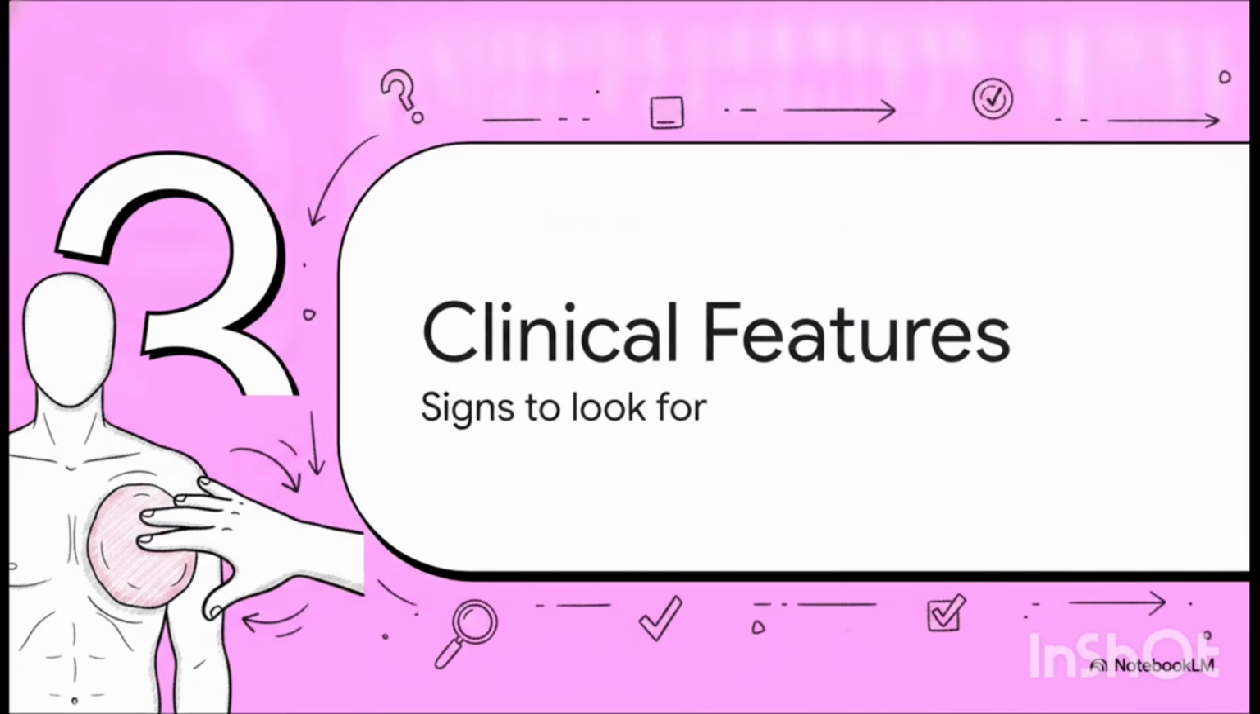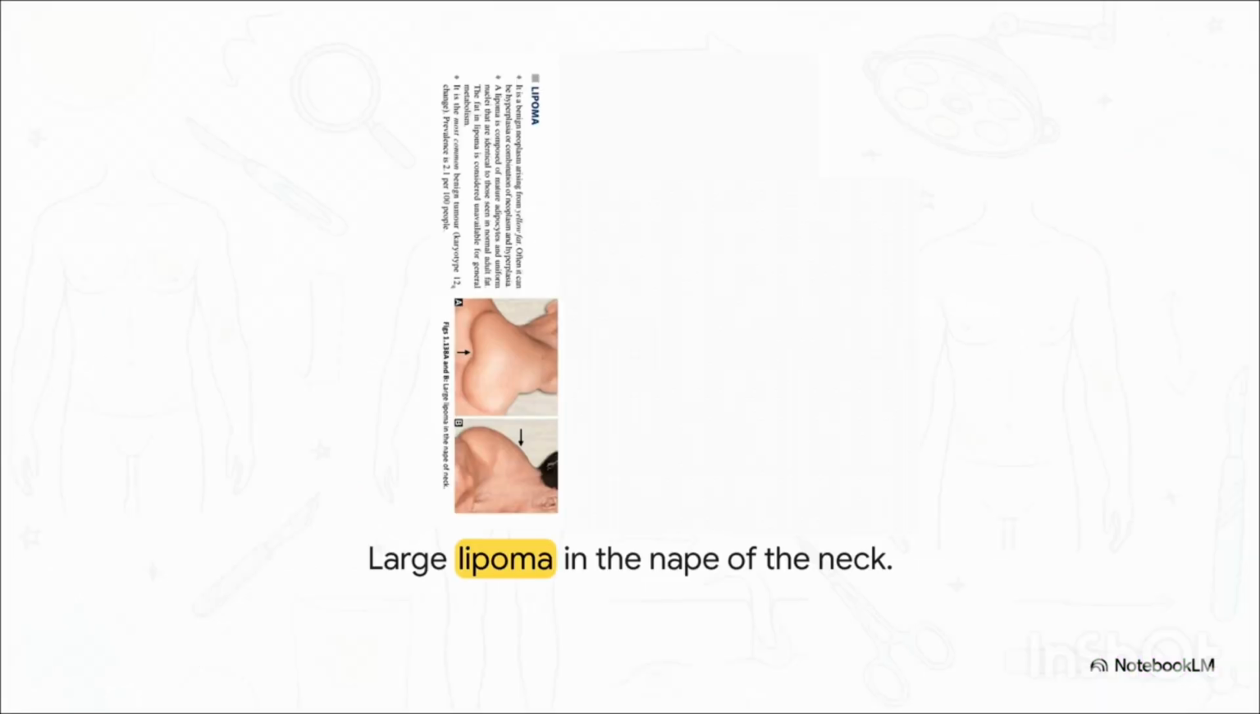All right, let's step into the exam room for Section 3, Clinical Features and Signs. Take a look at this. This is your classic presentation, a large lipoma right on the nape of the neck, which is a super common site. Clinically, when you palpate this, you are feeling for a localized swelling that feels lobular on the surface and is entirely non-tender. These localized variants are perfectly encapsulated.